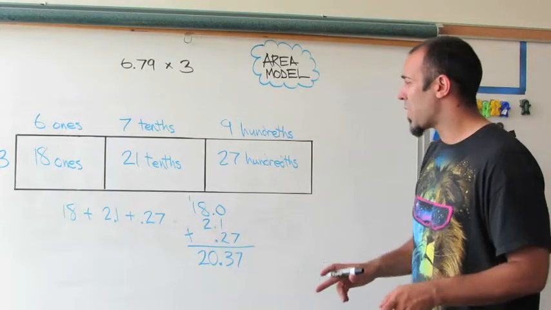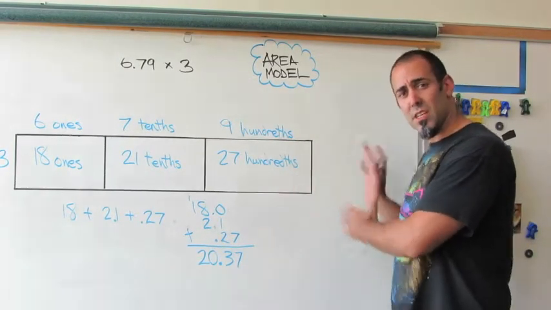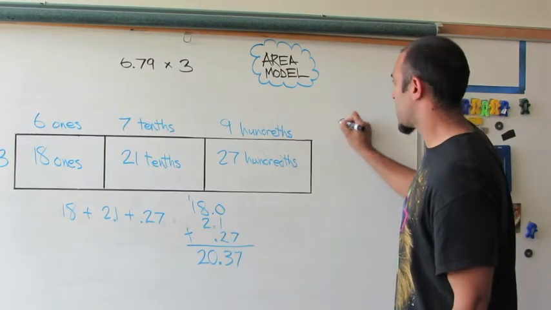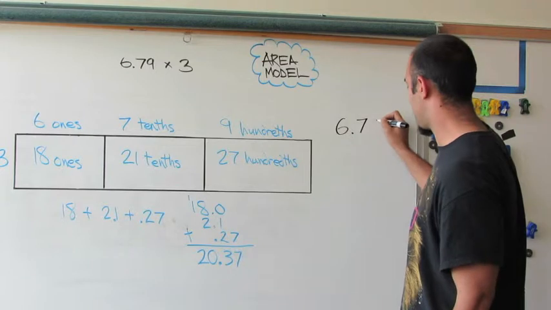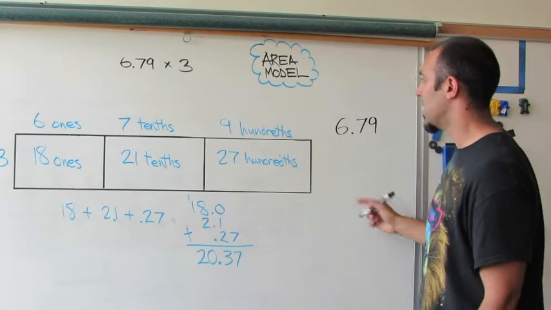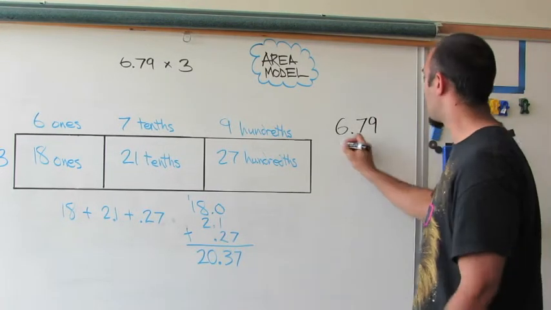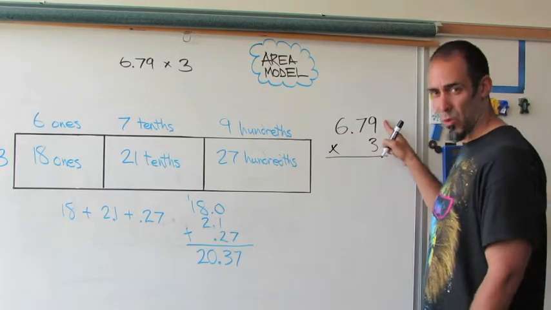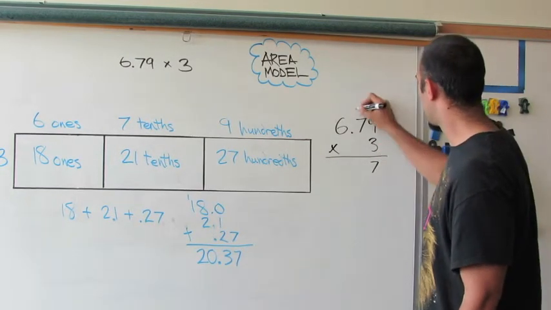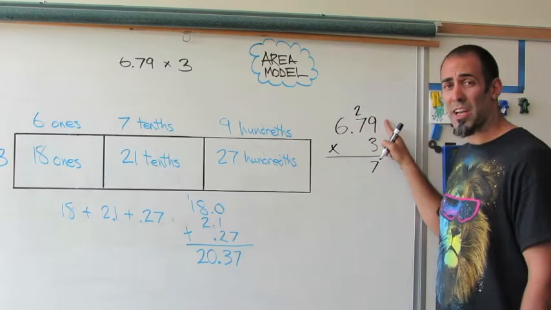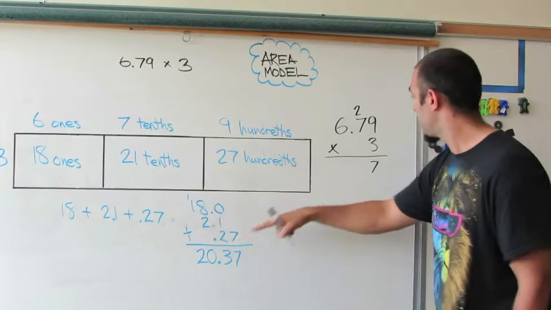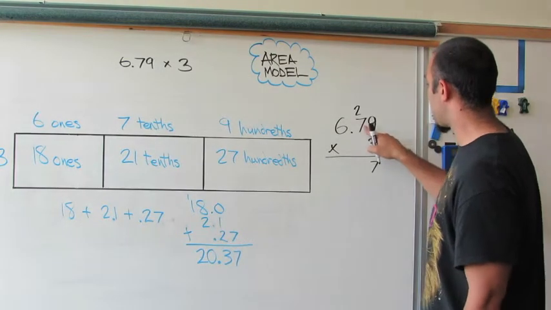So now let me show you how this translates into standard form, which is the standard way we do things. So we have 6.79, or 6 and 79 hundredths, multiplied by 3. 3 times 9 is 27. Now that's 3 times 9 hundredths. So this is 27 hundredths. There's our 27 hundredths. Next is 3 times 7 tenths.